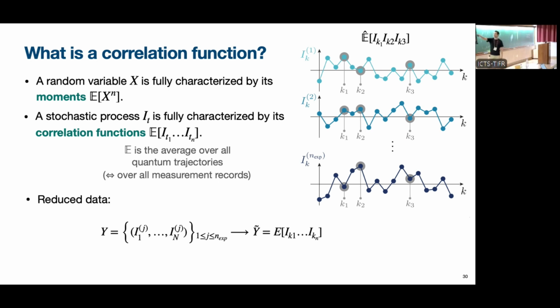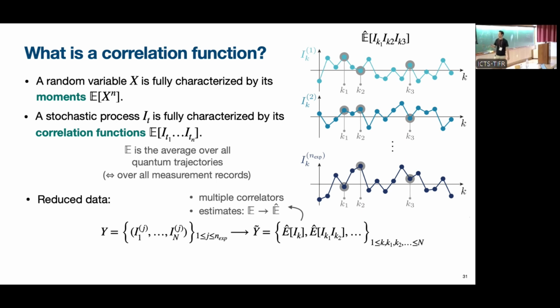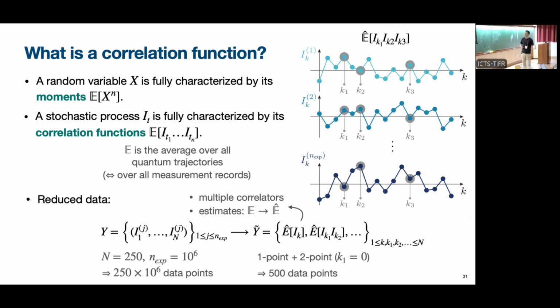Okay, and so this is a bit idealistic. In practice, you're going to look at maybe multiple correlation functions at different times. And also, you're not going to be able to compute them exactly. So, sorry, this is supposed to be a straight E. You're going to compute estimates of these correlation functions because you don't have an infinite number of trajectories. All right, just to give a rough idea, I said the digitization time is 4 nanoseconds.